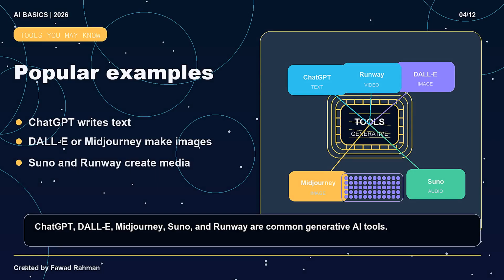Let us look at some common examples. ChatGPT is a generative AI tool that creates text. You can ask it to write emails, explain topics, plan videos, summarize articles, or help with ideas. DALL-E and Midjourney are image generation tools. You type a prompt, and they create images based on your words. Suno can generate music from a theme, a style, or lyrics. Runway can help create or edit video with artificial intelligence.